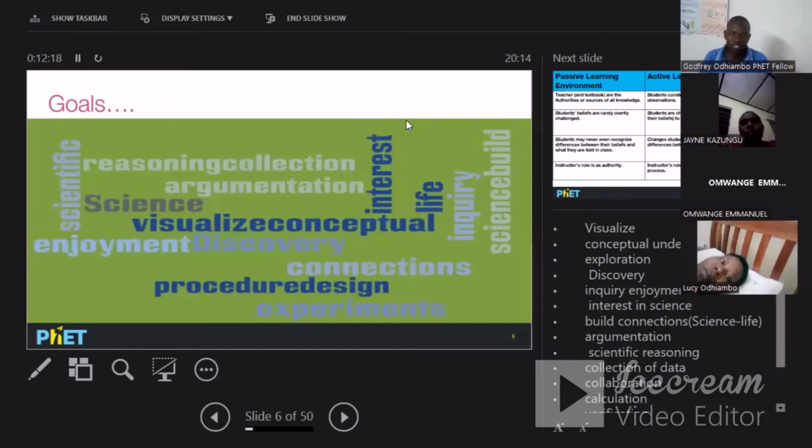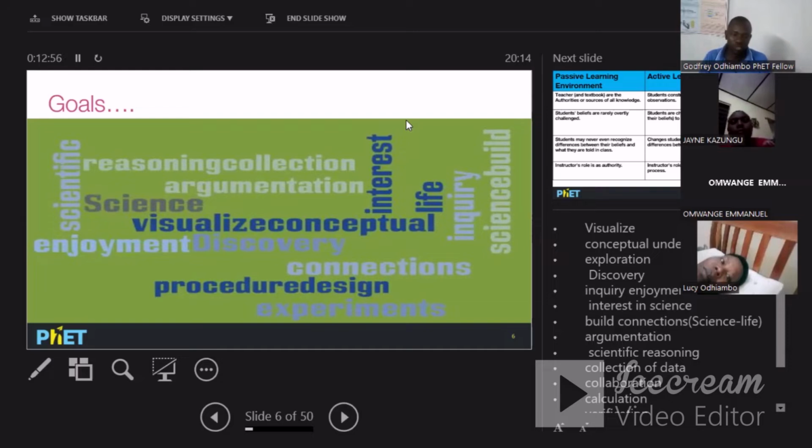So the goals of the teacher when they're using simulations are as indicated. The first one is visualizing the content that the teacher is teaching. The next one is conceptual understanding, so that the student can understand the concept being taught. The next one is exploration, so the student explores. Then the student will discover knowledge. The student will inquire and enjoy, and also make science teaching very interesting.